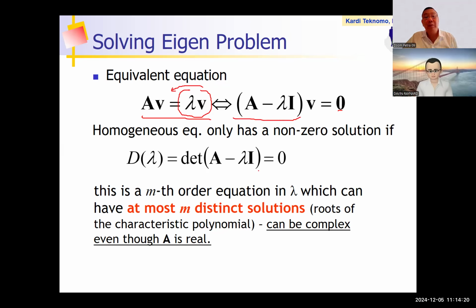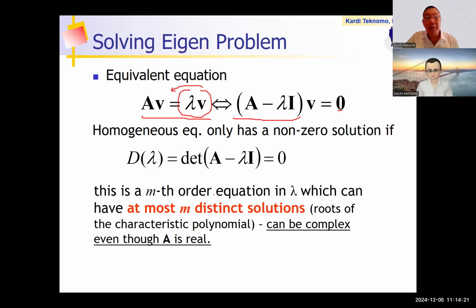So that means you calculate A minus lambda times I, and then you calculate the determinant. So this determinant will become a polynomial. Be careful, this polynomial can be complex or real. So the eigenvalue is not necessarily a real number, it can be a complex number. Even if A is real, the eigenvalue can be a complex number.